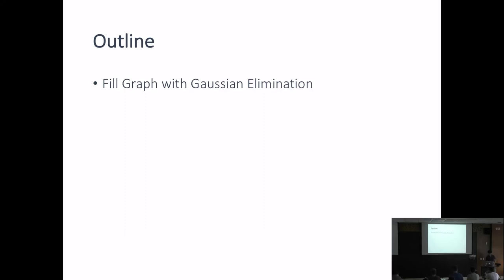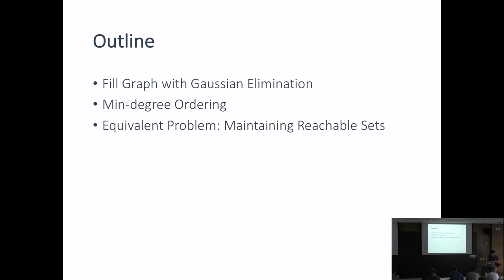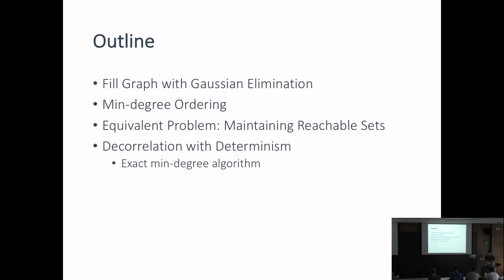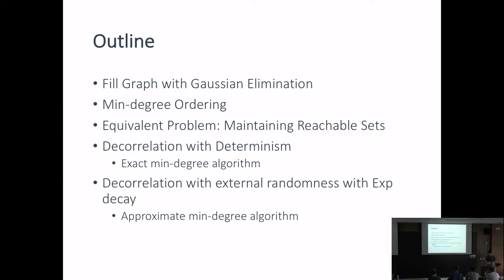So we'll briefly talk about the outline of this talk. We'll first talk about the fill graph with Gaussian elimination, and then we'll talk about the min-degree ordering, which is the problem we're going to solve. And then we'll talk about the equivalent problem, which is to maintain the reachable set. And then we'll have some correlation issue. We're going to do some decorrelation by different methods. So we'll get our exact min-degree result by doing the decorrelation with determinism. And then we can also do the decorrelation with the internal randomness with its exponential decay to get our approximate min-degree algorithm.